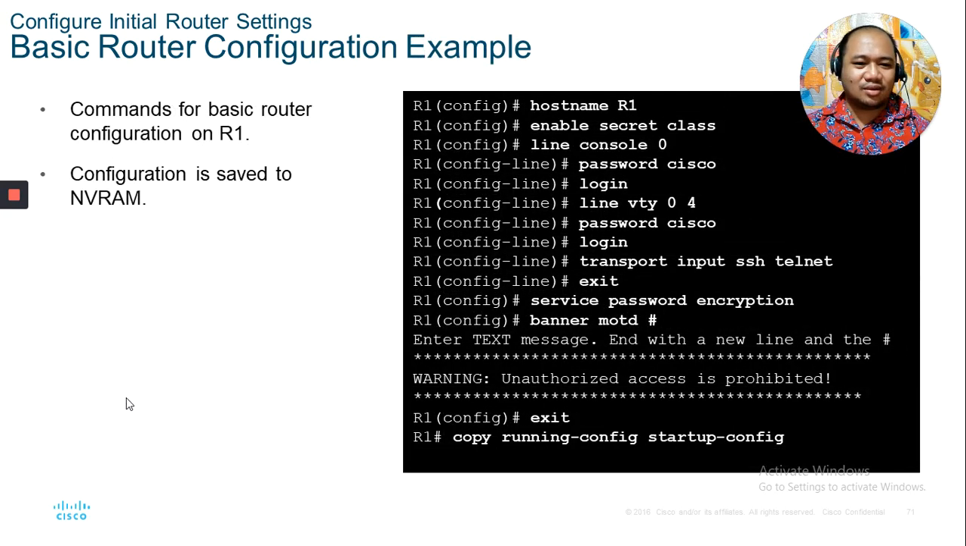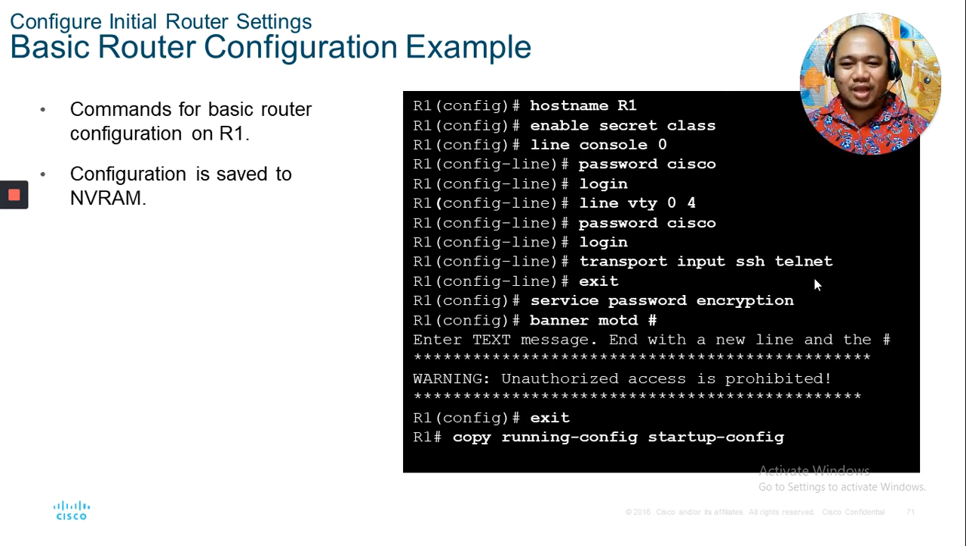Okay, another console. You can see here the transport input SSH and telnet, but if you are using Packet Tracer, this is not available. You need to select only one. But if you are using the actual router, you can key in this command so simultaneously you can use SSH or telnet. But of course, we no longer want to use telnet because it is visible for hackers to see the password. That's why we're using Secure Shell for security of remotely managing the router or the switch.